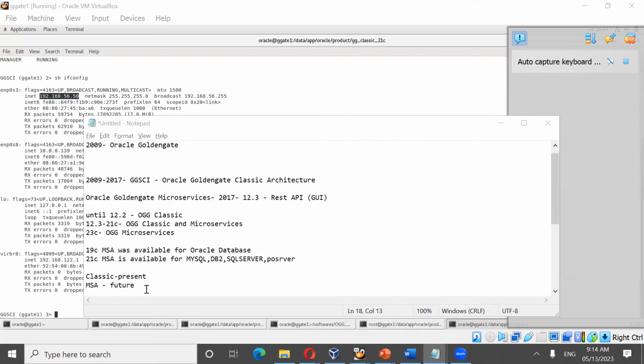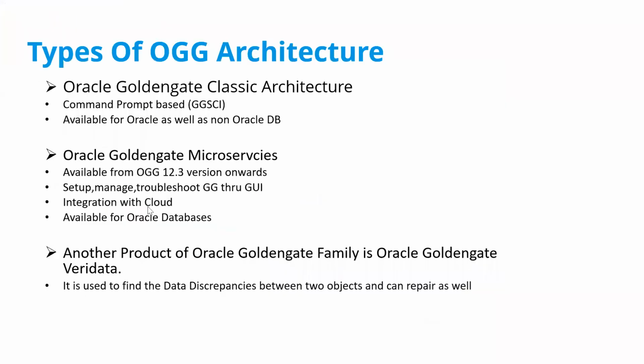Okay, so microservices architecture is going only from 23 onwards. GoldenGate is only going to release binaries for microservices architecture.